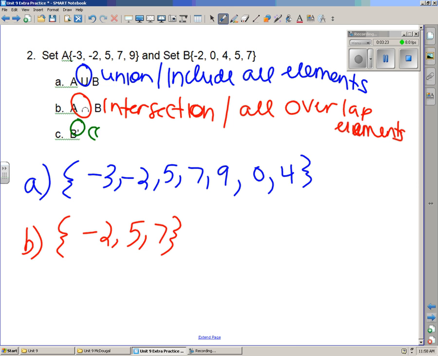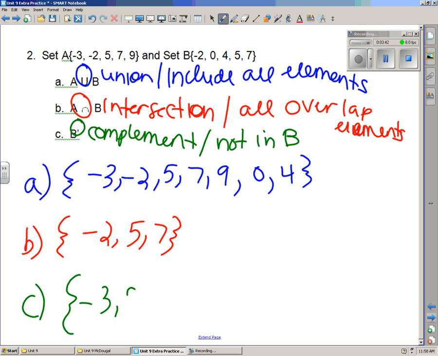This little thing is the complement. And what this reads is, name all the things not in B. So everything that's not in B would be -3 and 9. Right? Because if I look at what the union is and I decide what's not in my B that happens to be in my A, it's just going to be -3 and 9.